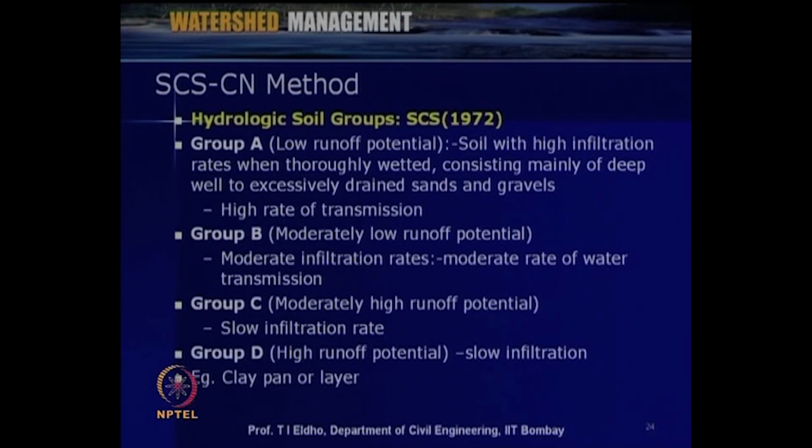Group A is a soil type of low runoff potential: soils with high infiltration rates when thoroughly wetted, consisting mainly of deep, well to excessively drained sands and gravels, with a high rate of water transmission. Group B is moderately low runoff potential, with moderate infiltration rates and a moderate rate of water transmission. Group C is moderately high runoff potential with a slow infiltration rate, and group D is high runoff potential with a slow infiltration rate, like a clay pan or clay layer. So, these are generally used for soil groups.